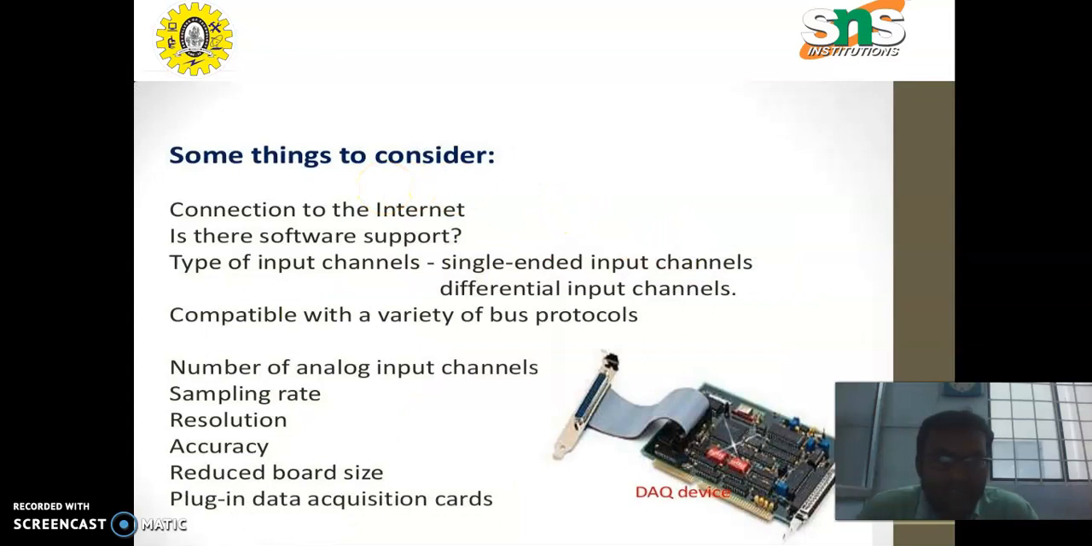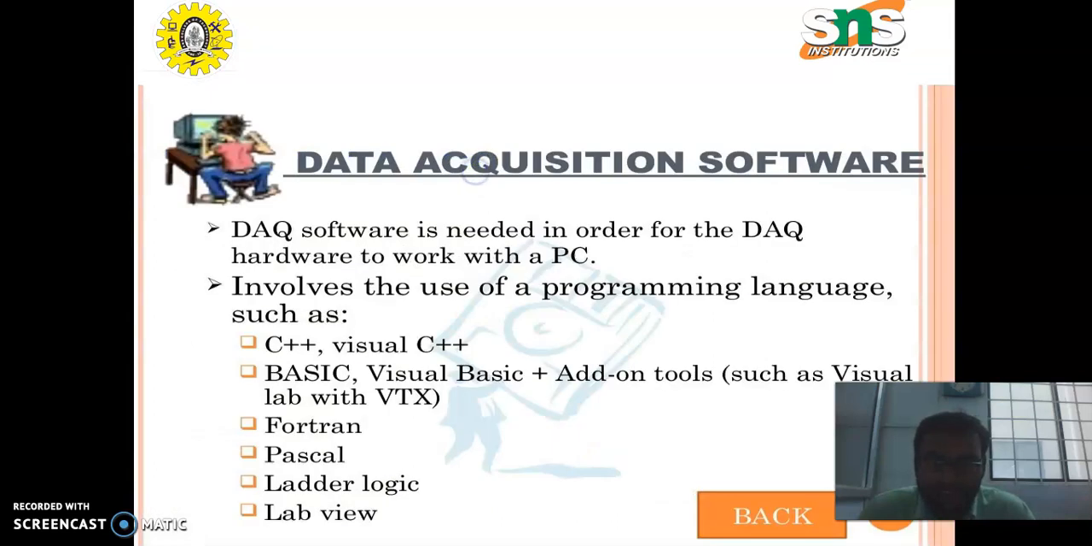And in case of hardware, we must consider some of the major points. It must be connected to the internet. Is there software support, and what type of input channels, single-ended input channels or differential input channels, we must want to rectify, and also it should be compatible with a variety of bus protocols and number of analog input channels, sampling rate, its resolution, accuracy, reduced board size, plug-in data acquisition cards, etc. And then we will discuss about data acquisition software.